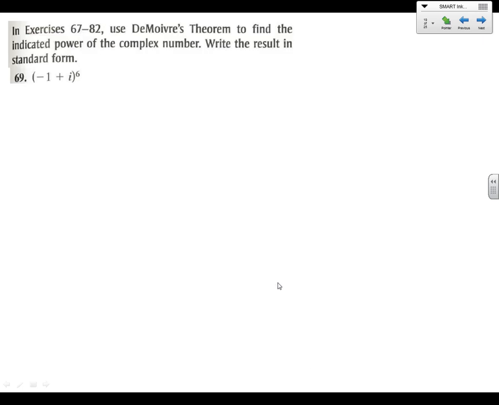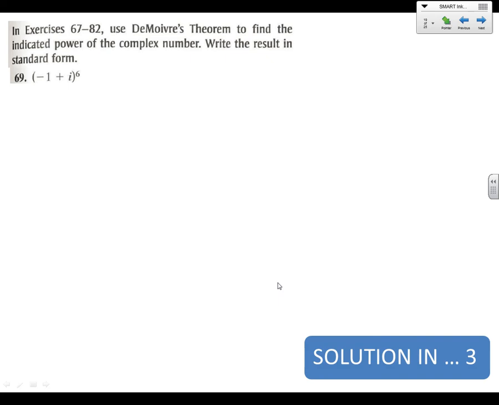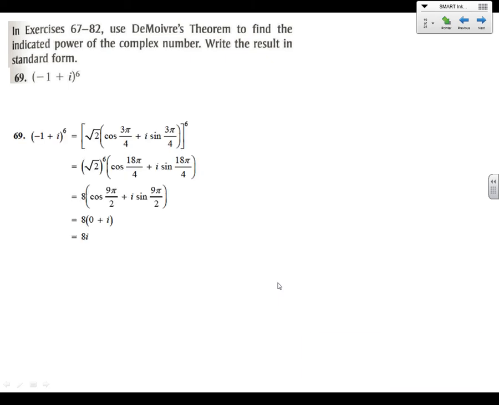Same steps on 69. Find the 6th power of negative 1 plus i. Okay. Notice that the instructions say standard form, so that's why we're going from the polar form here, the trig form, and down here to the standard form to finish.